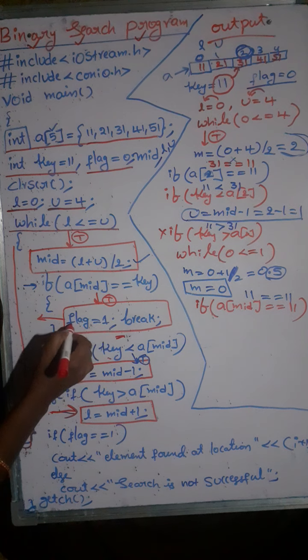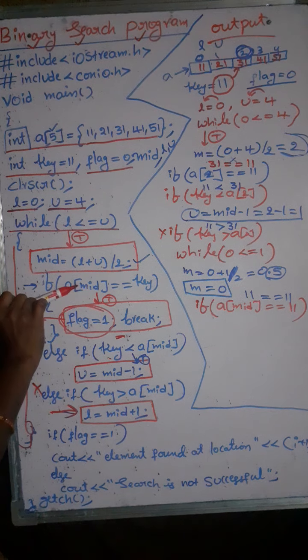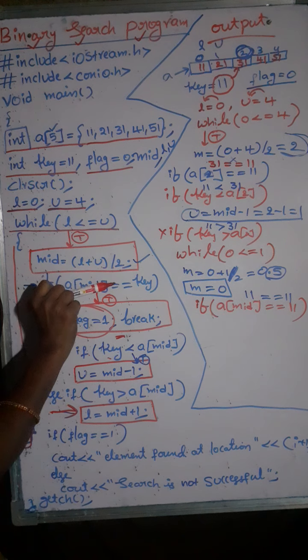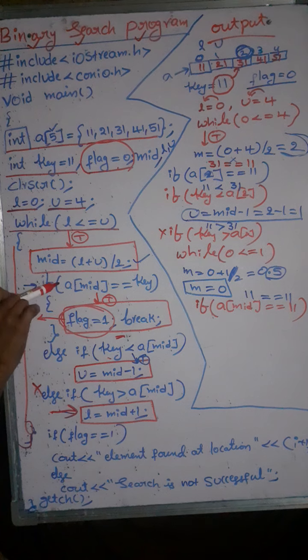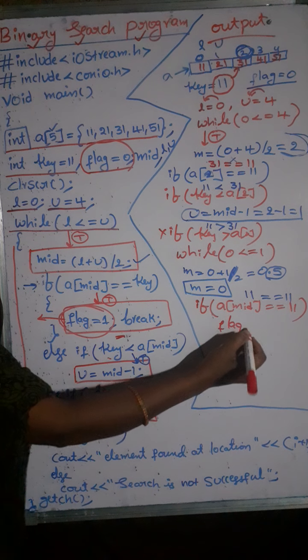So if it is true, then we are changing the flag value. That means if there is a match, then only I am changing the flag variable. Okay, if there is no match, then I will not change the flag variable. Initially, what is the value of the flag variable? 0. If there is any match, then only I will change the flag variable. So here I am changing the flag variable to 1.